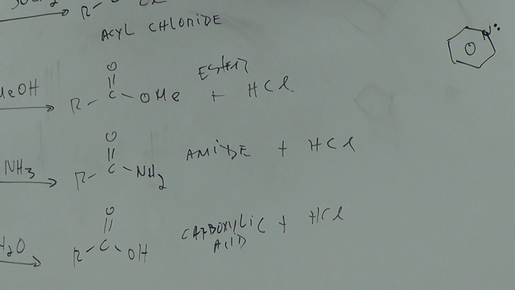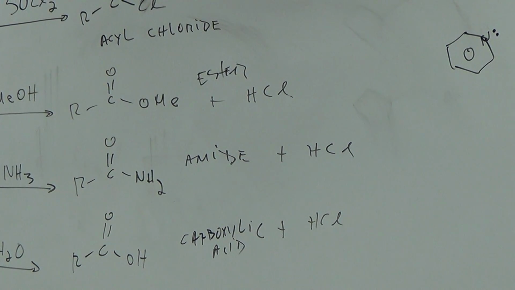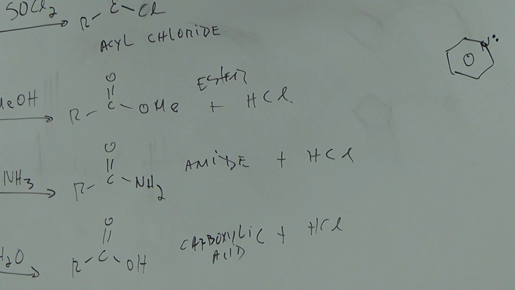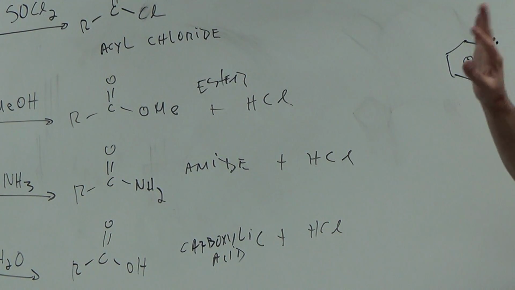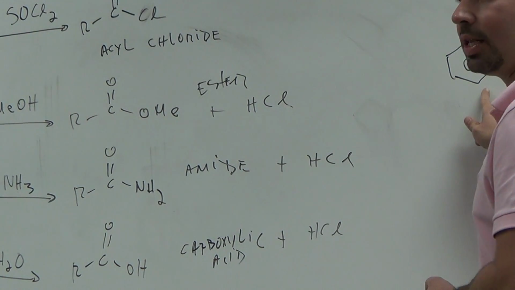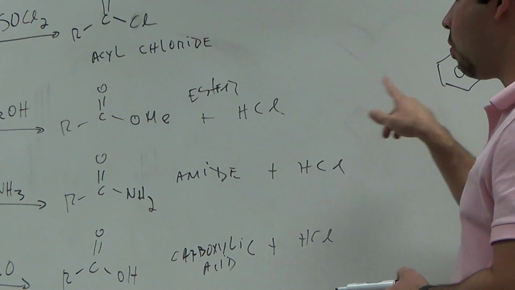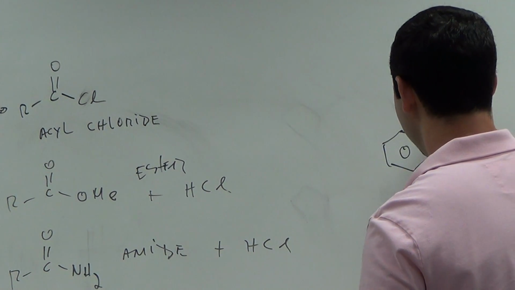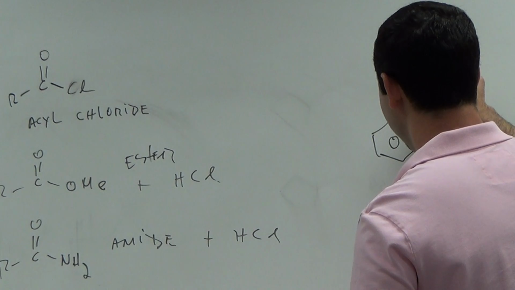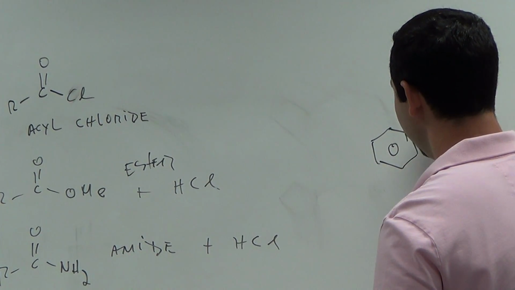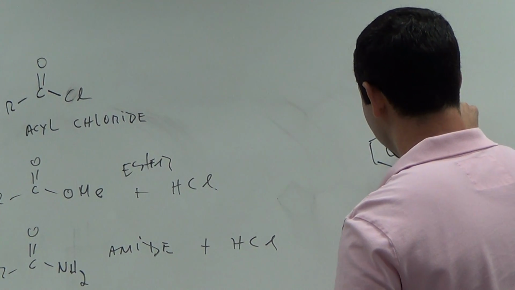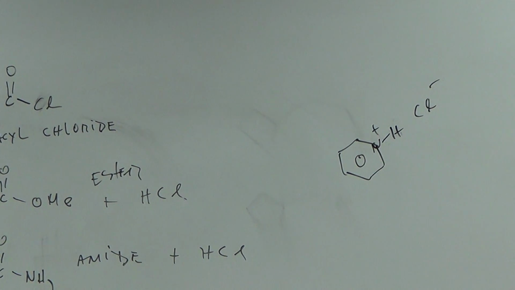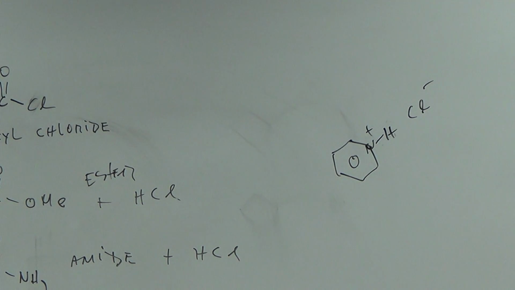Pyridine after or before? During. Will some of the HCl still react with the ester or the amide? No, because you're adding this at the beginning of the reaction. So once you form this, it will form pyridinium chloride. There will be H plus on this nitrogen, and the Cl minus. We'll talk more about this next class.